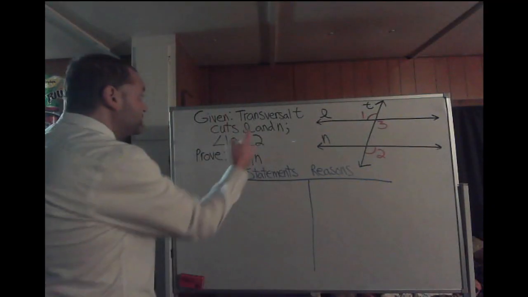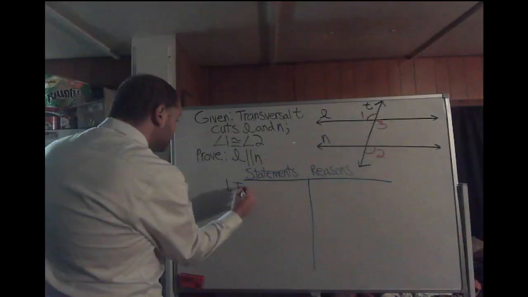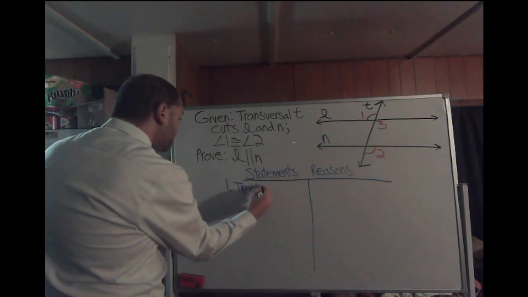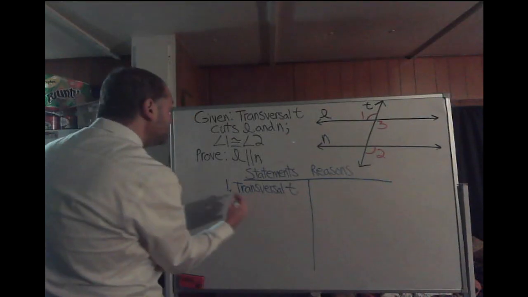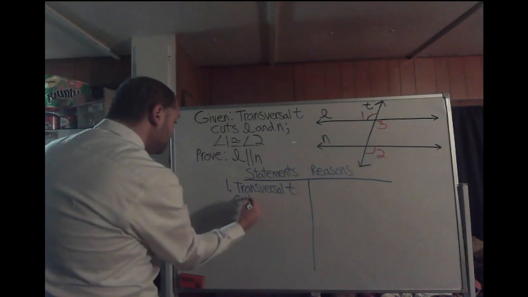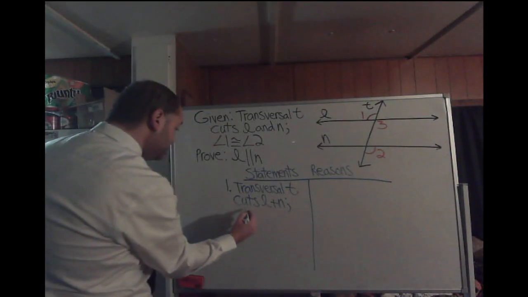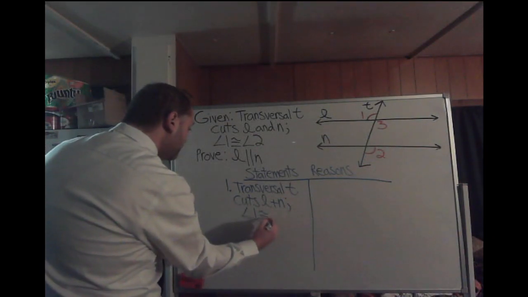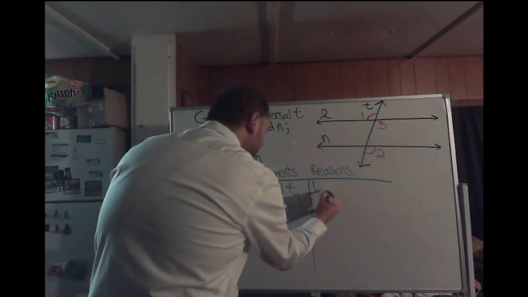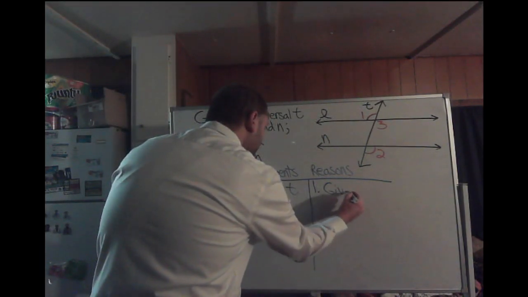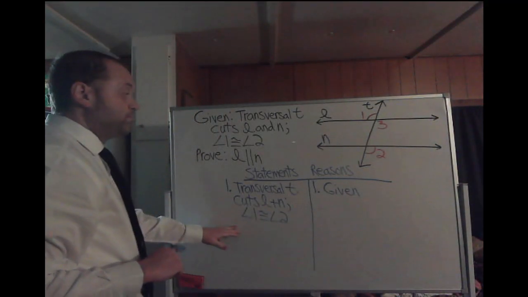Alright, so let's start with our given information for our first statement. That's going to be that transversal T cuts lines L and N, as well as the fact that angle 1 is congruent to angle 2. That's all given. So that would be your first reason. We've used the given information. So where do we go from there?